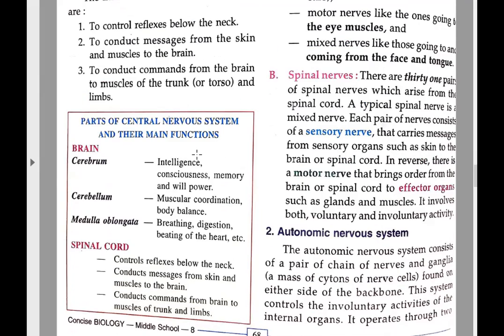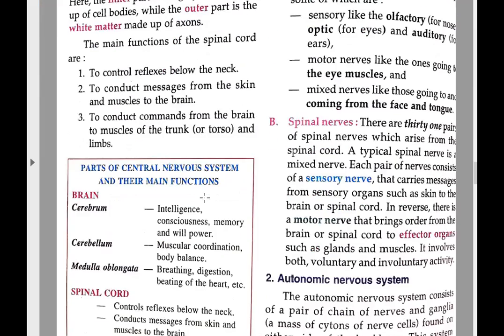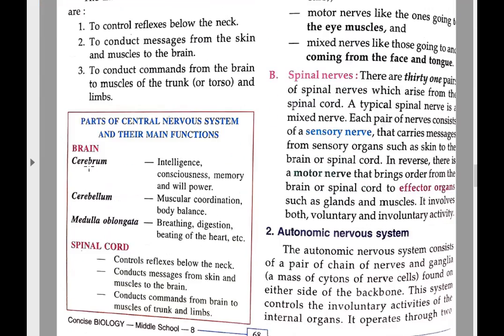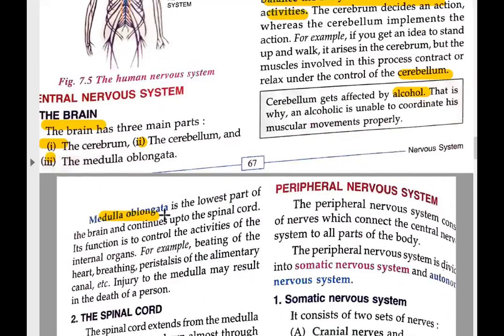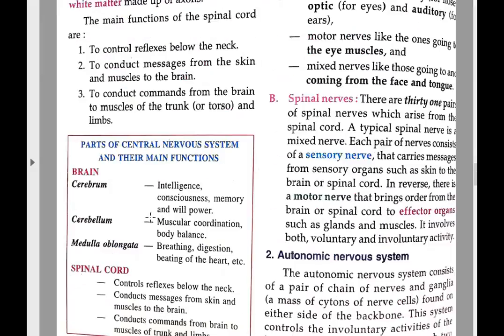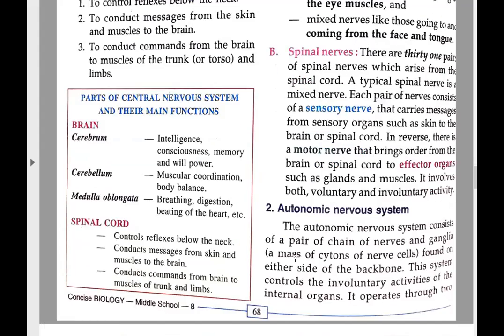So now, what are the different parts of the brain? You don't have to study much in the spinal cord. The different parts of the brain we saw: cerebrum, cerebellum and medulla oblongata. These are the different parts of the brain. We went into details, right? So this is the short summary of it, and this is the short summary of the spinal cord.